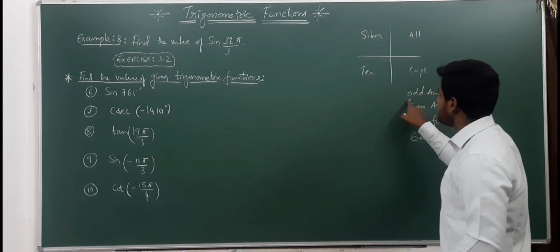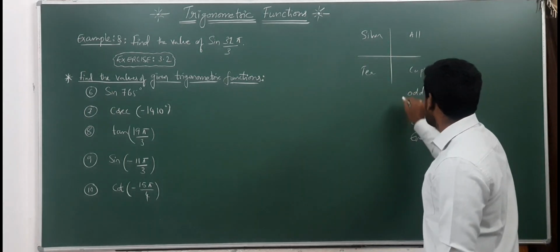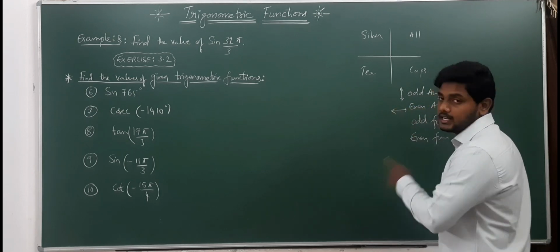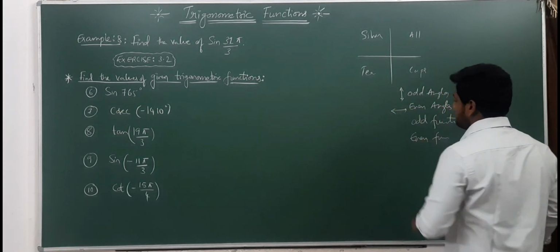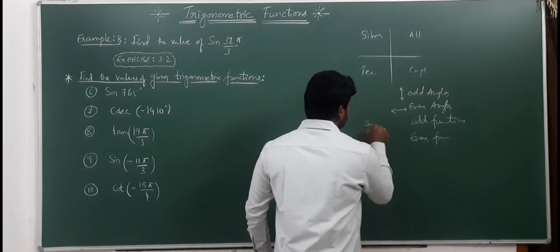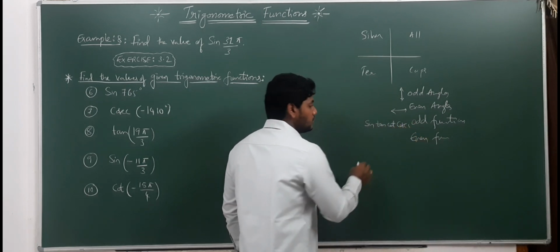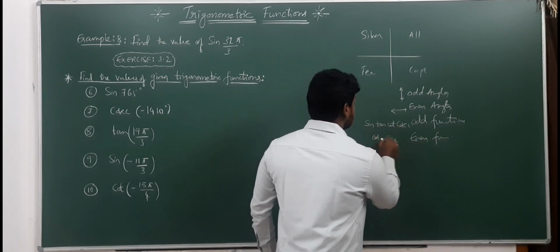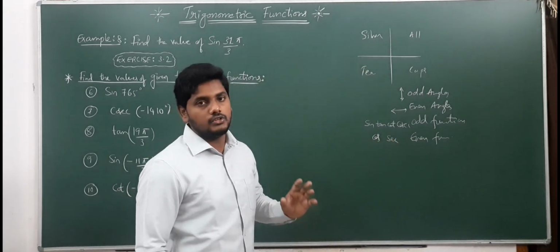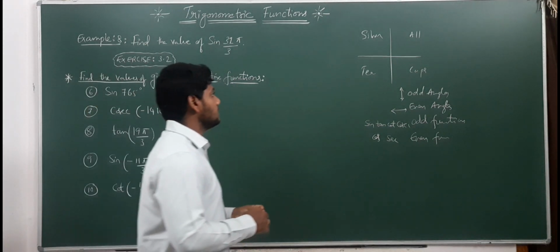Which are odd angles? Angles on the y-axis we consider as odd angles, and angles on the x-axis we consider as even angles. Which are odd functions? Odd functions are sin, tan, cot and cosecant. Even functions are cos and secant. If you remember all silver teacups, you can find all these types of angles in a very quick manner.